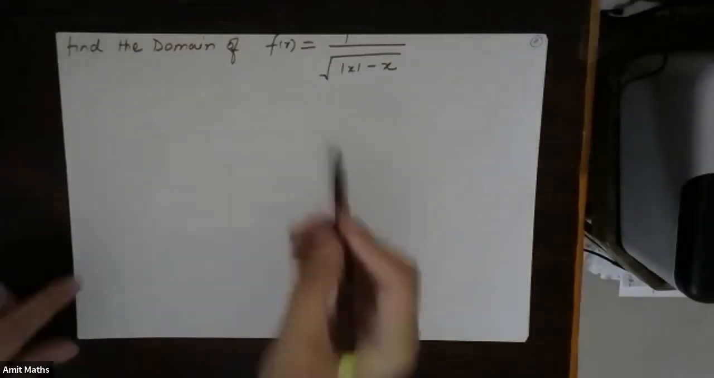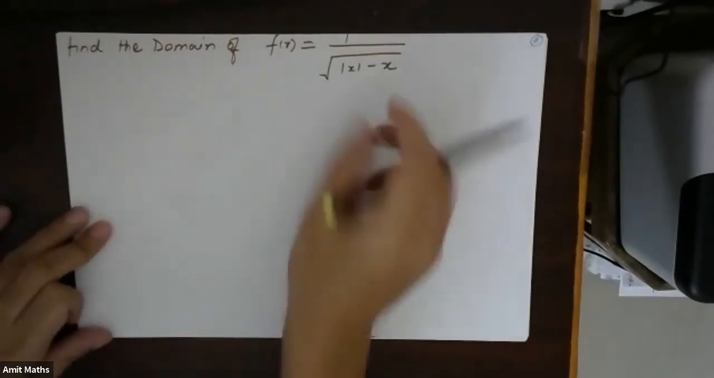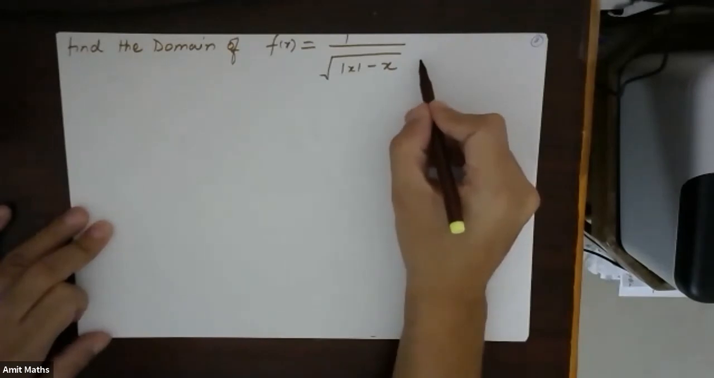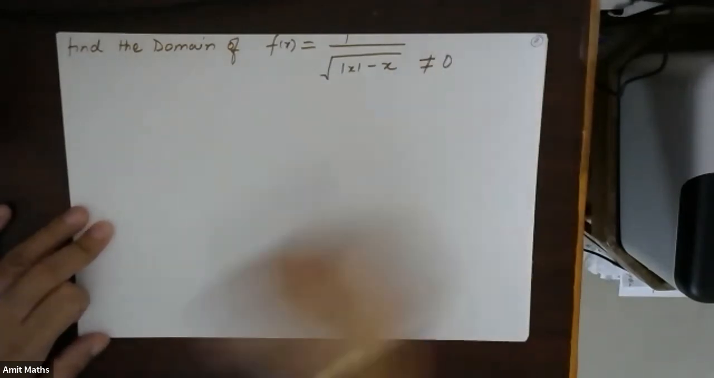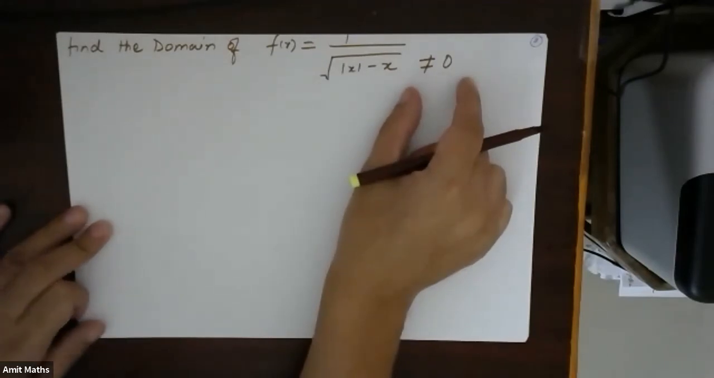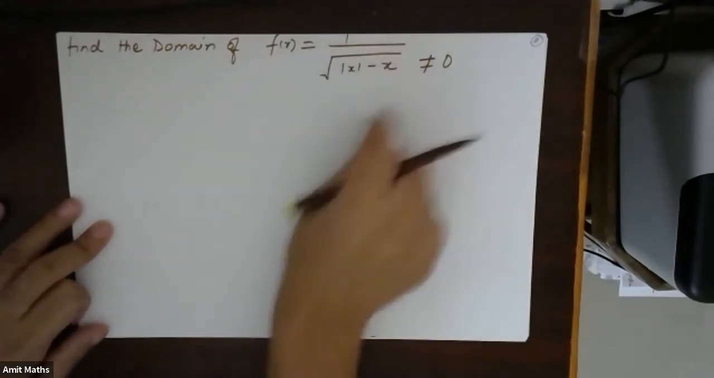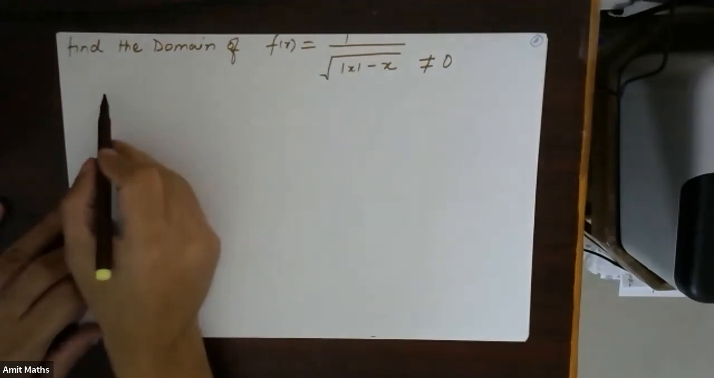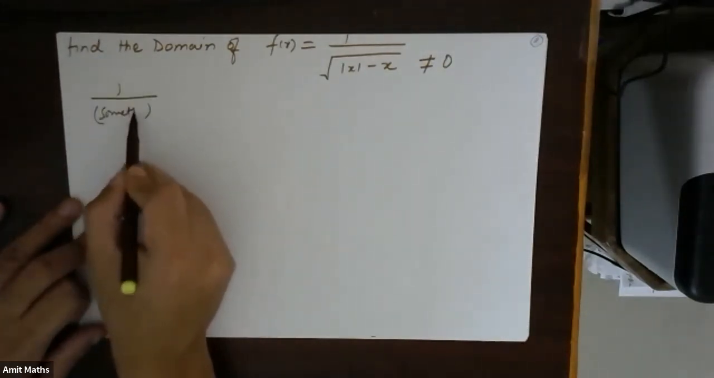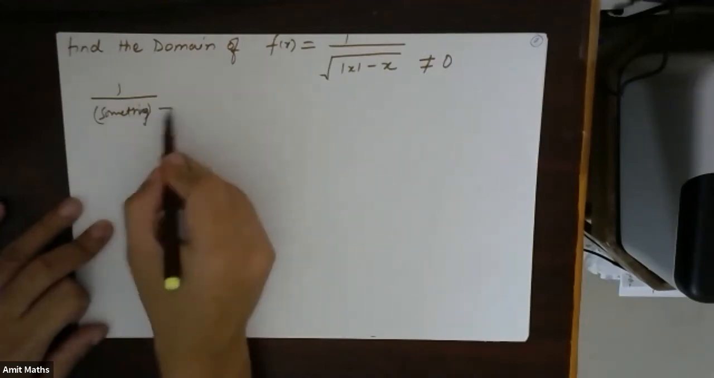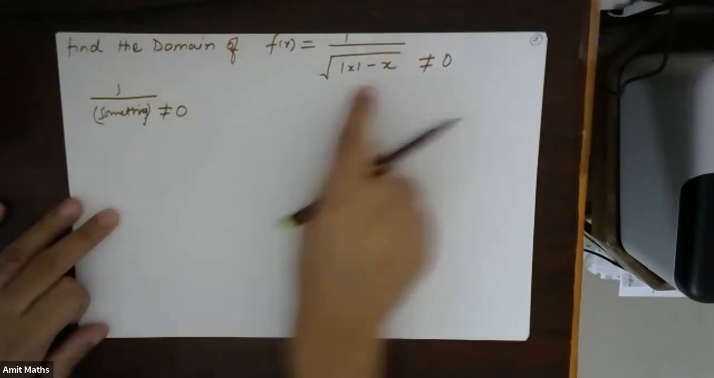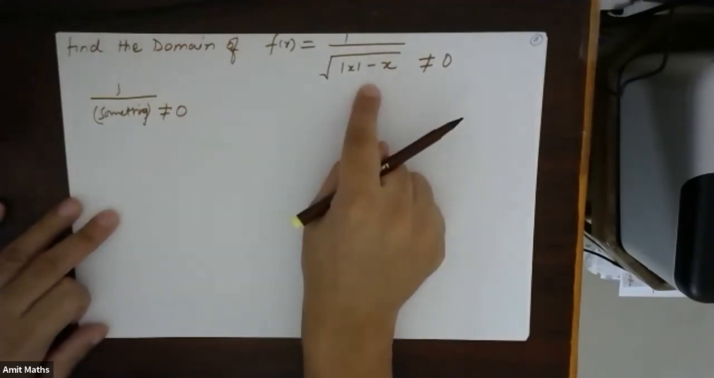So let's start. In this case, because this part is in the denominator, the first thing we know is that this cannot be equal to 0. Also, this whole function comprises of 1 upon something, and this something should not be equal to 0. This we have already taken care of. So when this is not equal to 0, we will remove those parts of x.